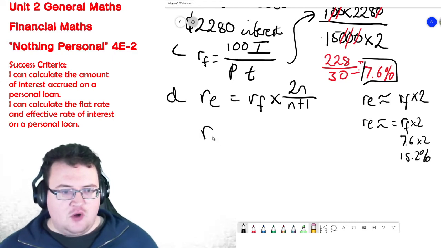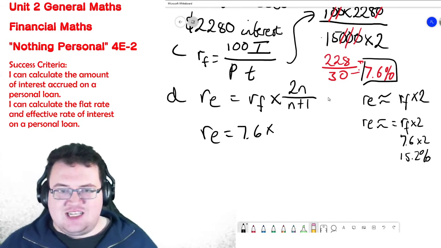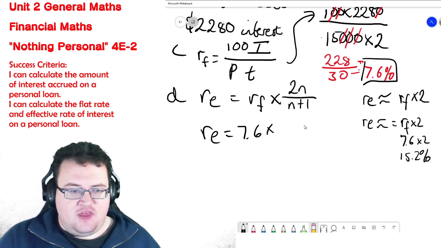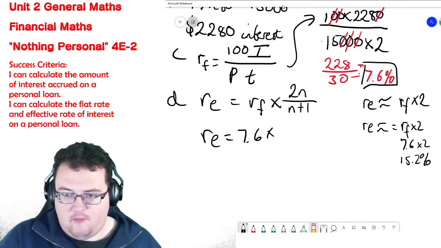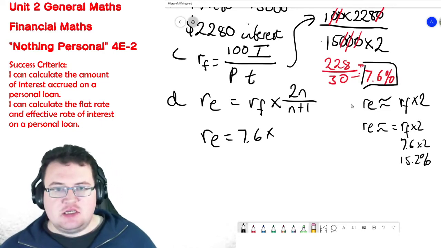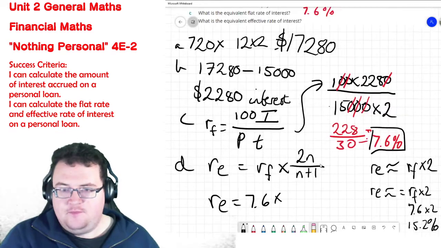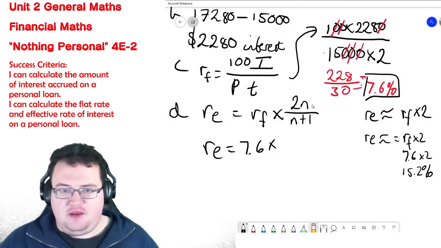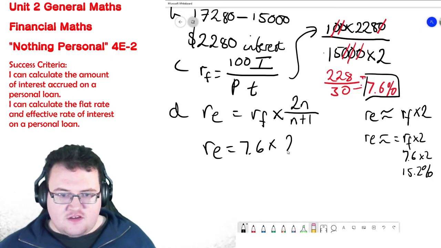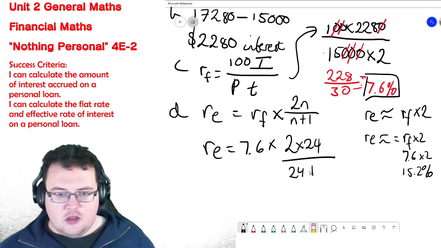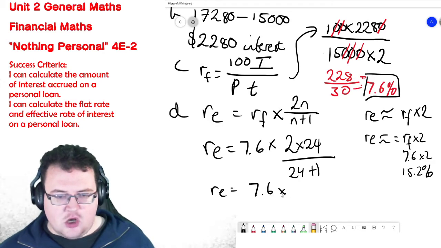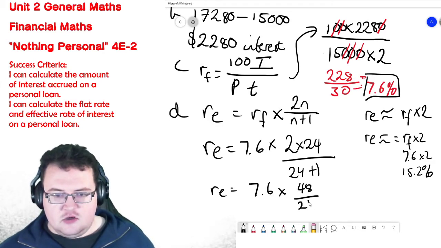However, we have our actual calculation, RE equals 7.6 times, now it says N. When we're talking about the effective interest rate, N is the number of payments that needed to be made. And remember that the payments, how many payments did we actually make? 24, because it was 2 years of monthly payments. So that's going to be 2 times 24 divided by 24 plus 1. So that means RE is equal to 7.6 times 48 over 25.